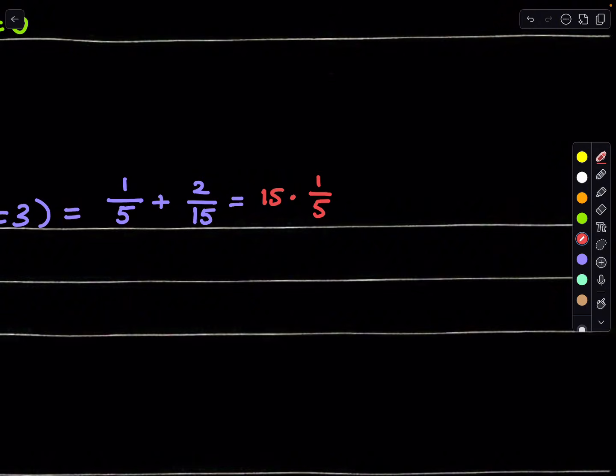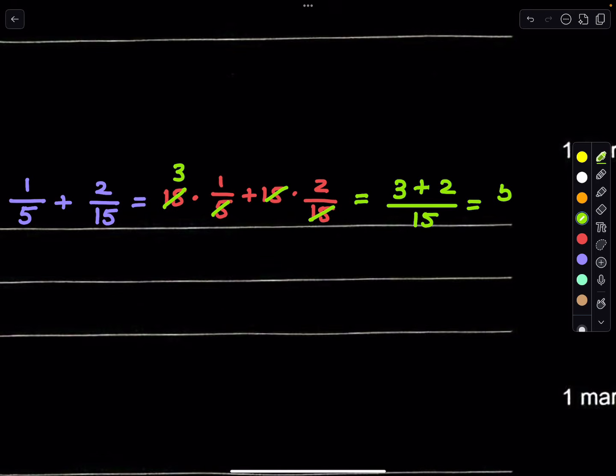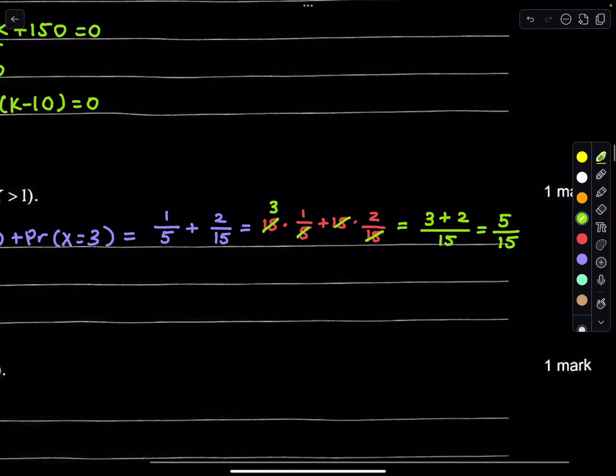So 1 over 5 plus 15 times 2 over 15. And you can see that in this case, the 5s go into 15 3 times, and 15 cancels out with 15. So you're left with overall 3 times 1, which is just 3, plus that's just left with 2 here, over your common denominator, which was 15, which is all equal to 5 over 15, which your final answer is 1 over 3 when you simplify it.